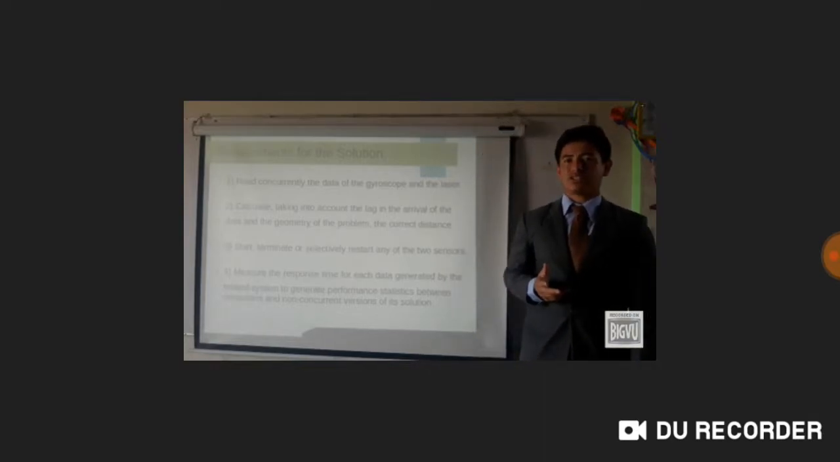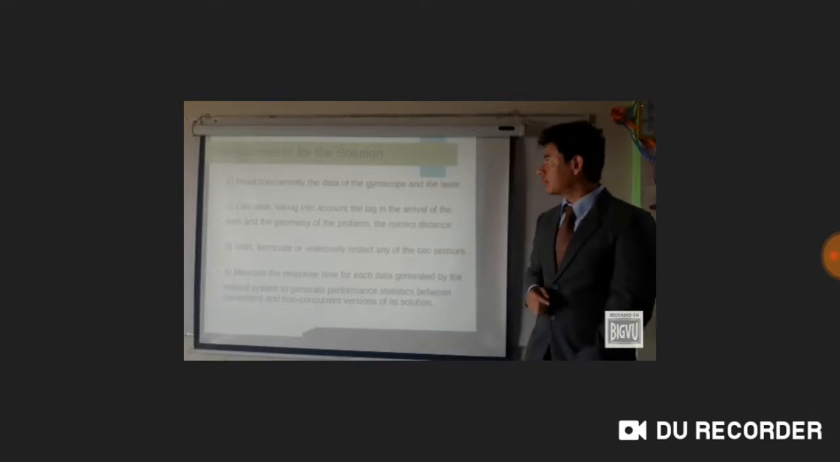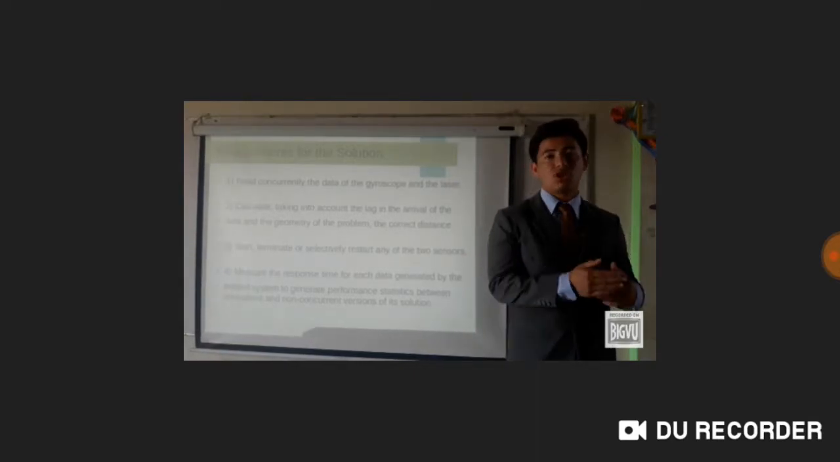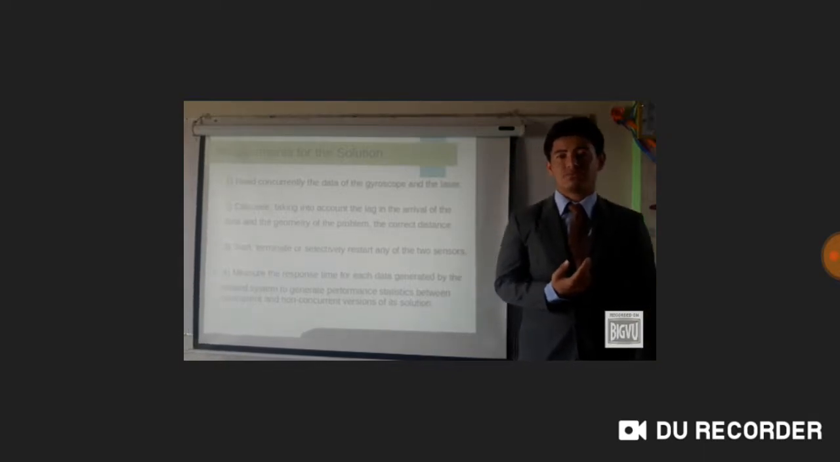After asking the corresponding questions, we agreed that the solution should have the capacity to: 1. Read concurrently the data of the gyroscope and the laser. 2. Calculate the correct distance, taking into account the likelihood, the arrival of the data, and the geometry of the problem. 3. Start, terminate, or restart any of the 2 sensors. And 4. Ensure the response time for each data generated by the real-time system, to be able to generate performance statistics between concurrent and non-concurrent versions of my solution.